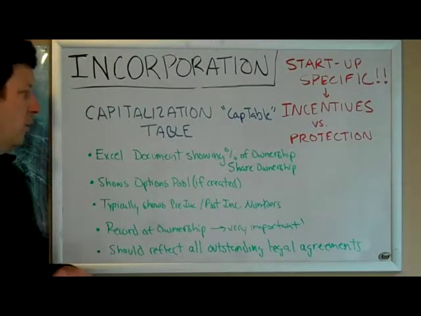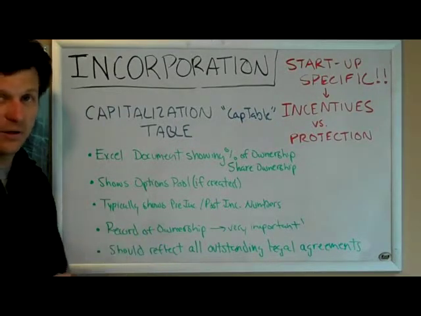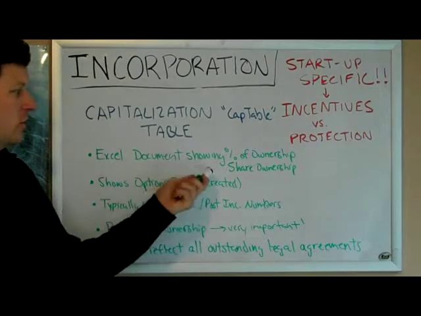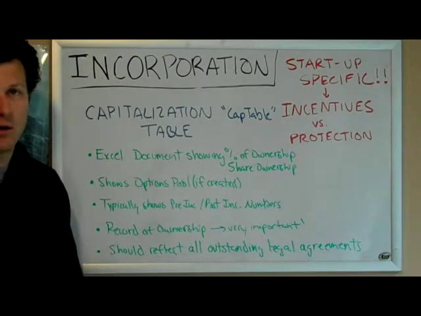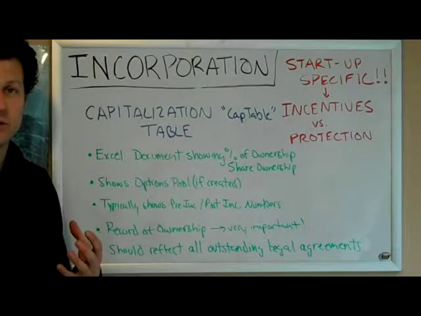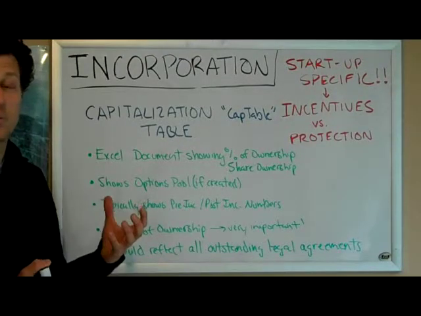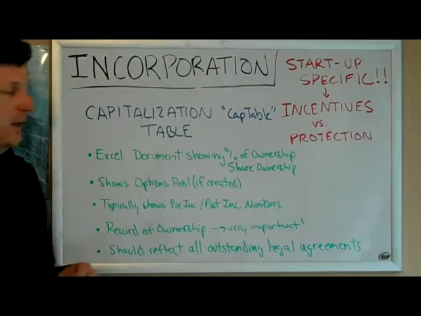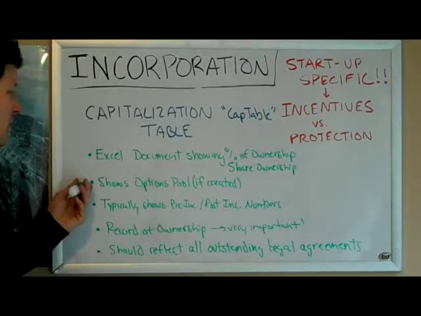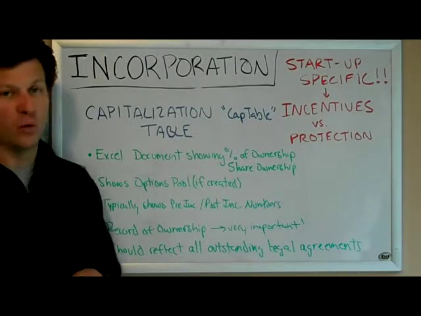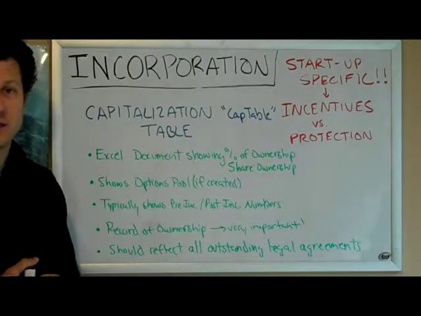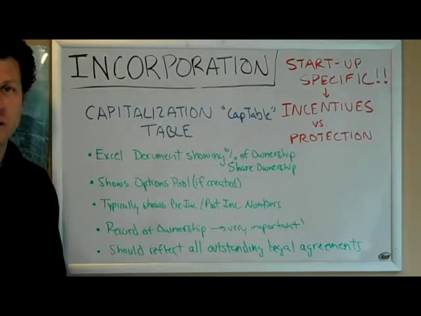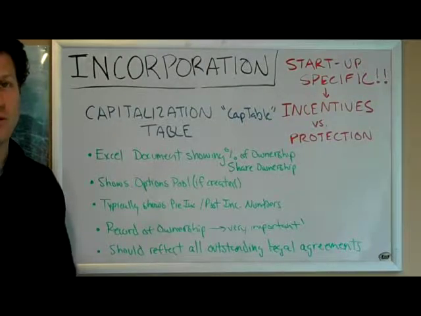So let's talk about some of these key points. First, the cap table will usually be an Excel document. It's nothing more complex than that. And it shows two primary things: percentage ownership and share ownership, meaning how many shares each person or shareholder owns and what percentage of the company that represents. The second piece is it shows the options pool, if that was created as part of incorporation. We talked about that in another lesson, but that's almost always something that's included in the incorporation process for startups.